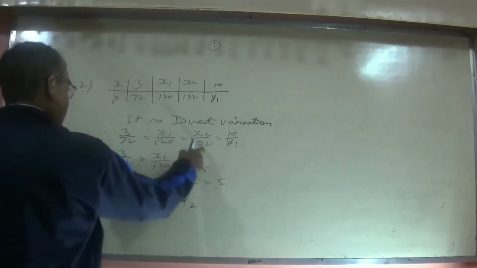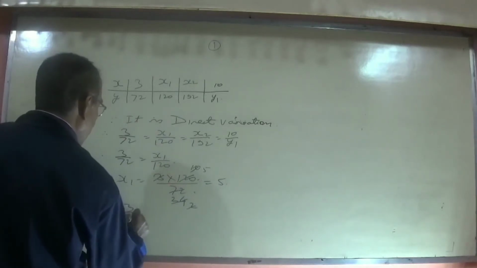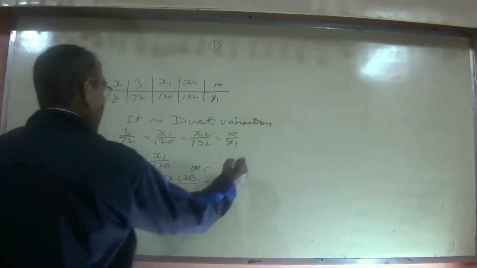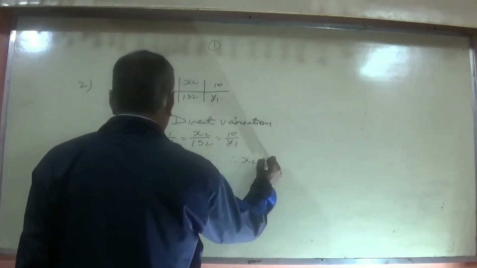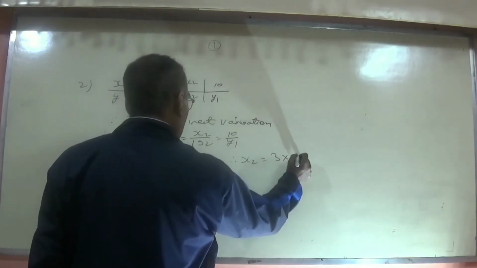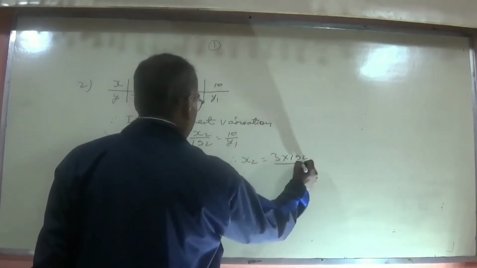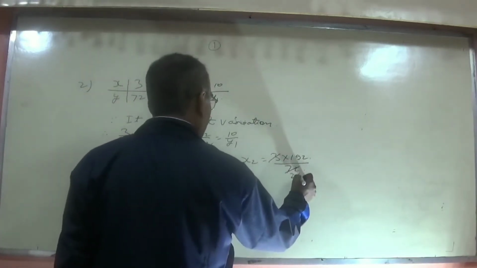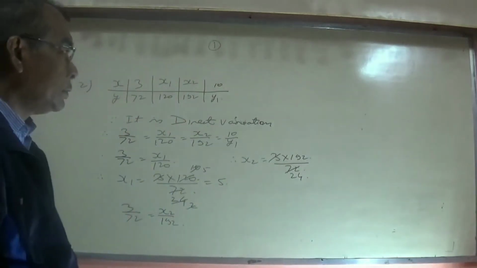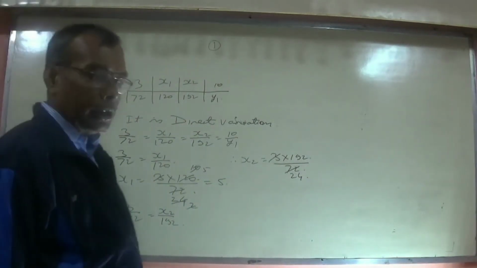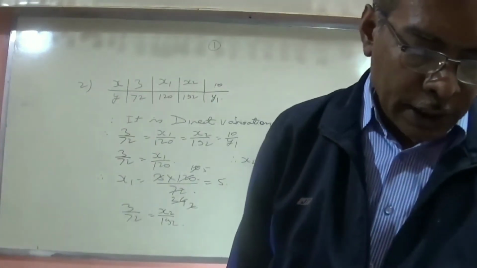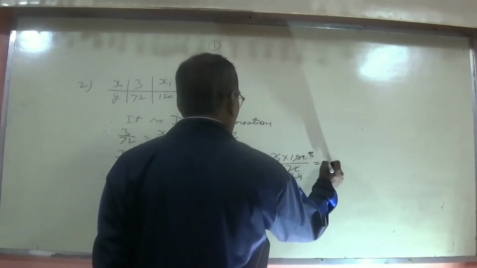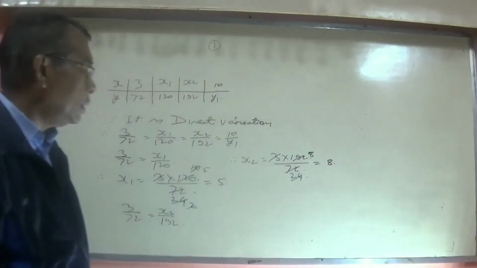Now take this and this pair. So 3 by 72 will be equal to x2 by 192. So therefore I am writing this statement, x2 will be equal to 3 into 192 by 72. And now same way it is cancelling, it is coming 24. And then afterwards with 24 it will cancel 192 and finally it will come as 8. I have taken already the calculations before going to start the class.